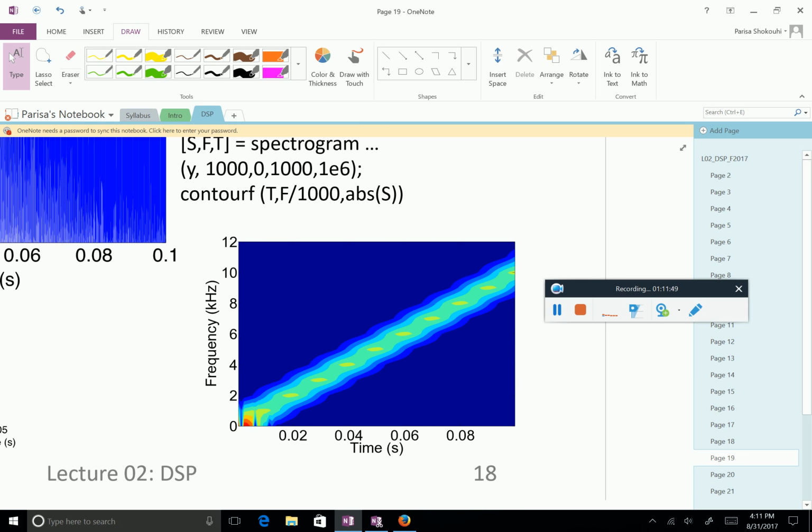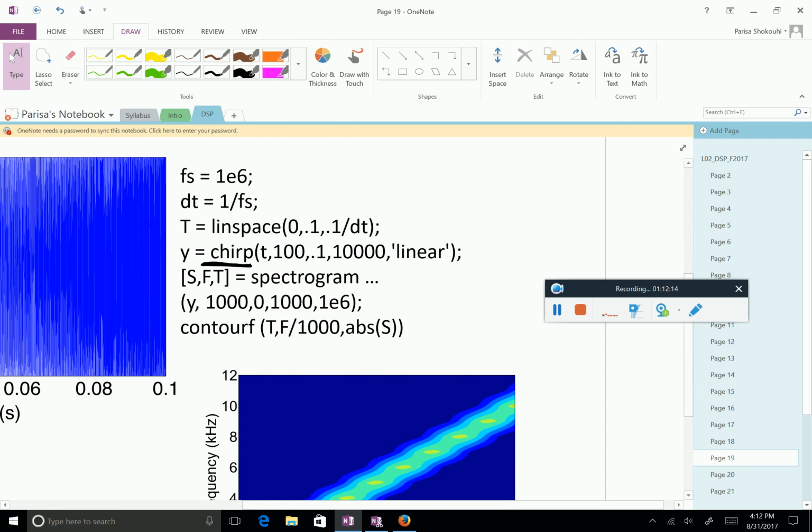If I don't show you the signal, you can see that here we have time, and here now we have frequency. You're looking at the signal with changing frequency content with time. So the frequency is increasing linearly with time. Why? Because I chose a chirp in MATLAB which is linear. And you can see that it is like that.